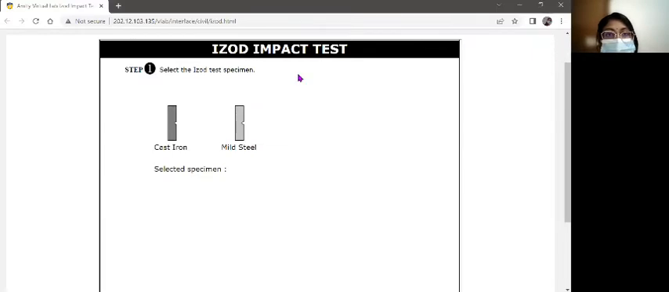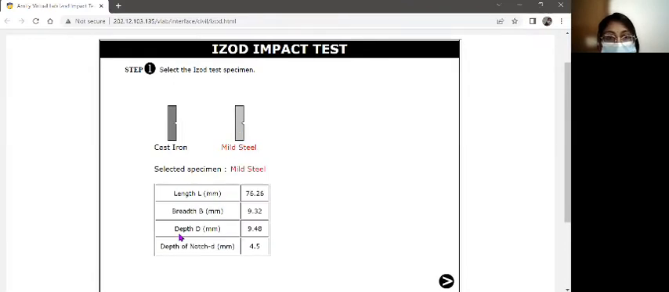Step 1. Select the Izod test specimen. I would like to choose mild steel. And here are a few characteristics of the mild steel, which are the length, breadth, and depth of notch.